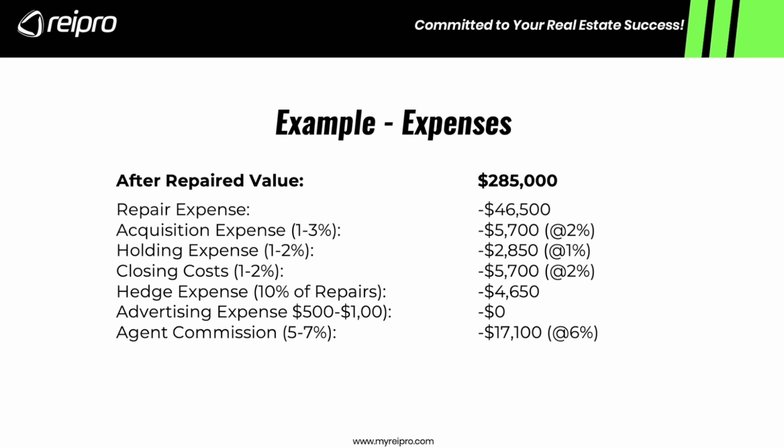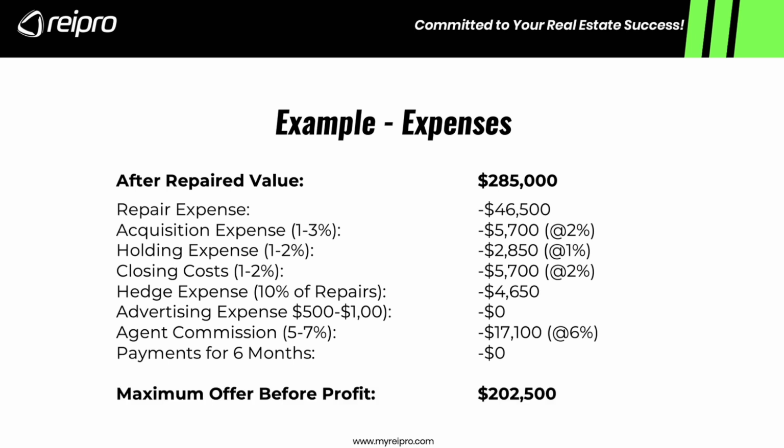Where it is around me is 6%. That's the going rate. It could be different where you live. Payments for 6 months. In this example, I'm not going to have a loan or anything. I'm going to pay cash. So I'm going to put 0. If you did, obviously, you'd want to put those payment amount total here. This brings you to your maximum offer before any profits.